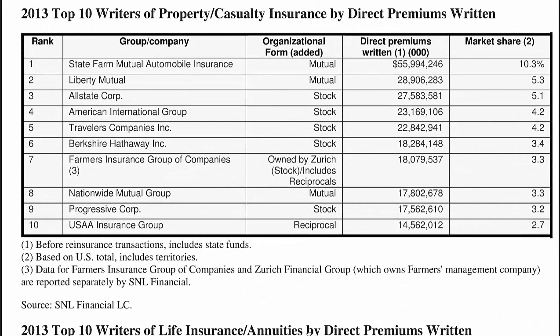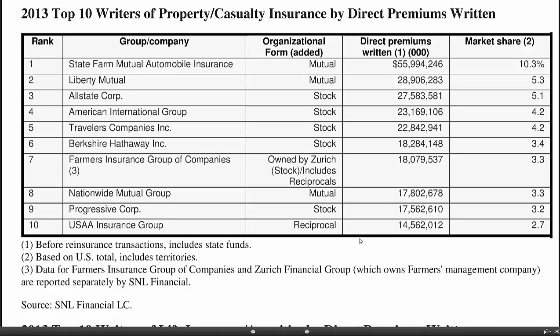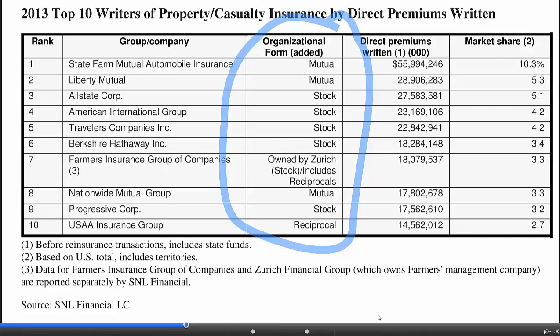Let's look closely now at the rankings, first of all, of property and casualty insurance premiums by direct premiums written. Most of this information is taken from SNL Financial, but I've actually added a little bit with respect to the organizational form here. Note that State Farm is the largest property and casualty writer in the United States, and it is a mutual insurer. And it has about 10% of the market share, which is very significant for the United States. Liberty Mutual has about half that at 5%, and it too is a mutual organization.